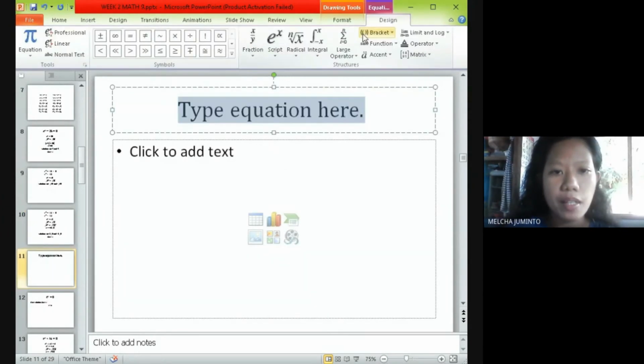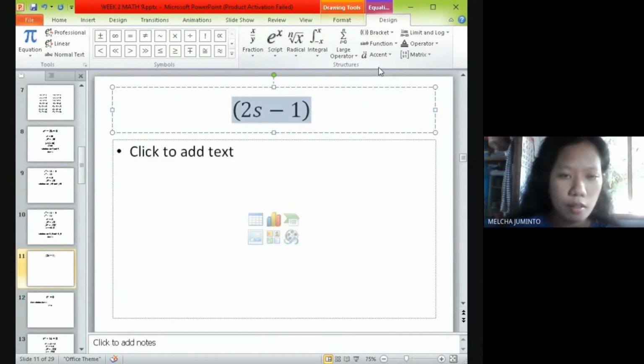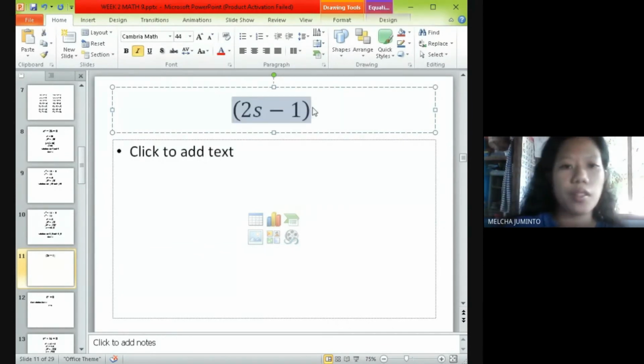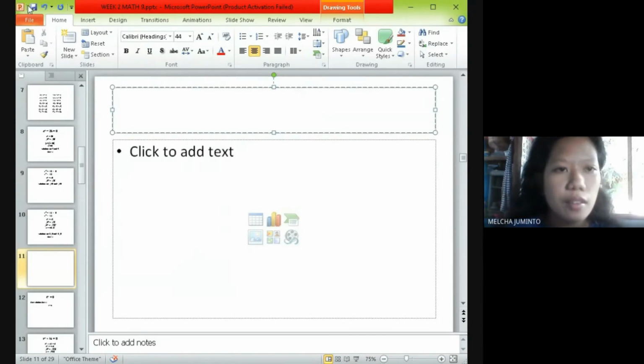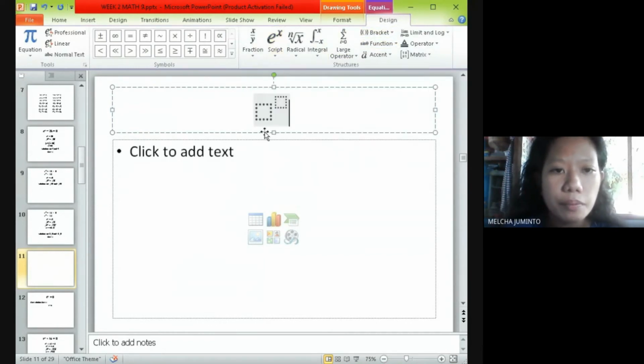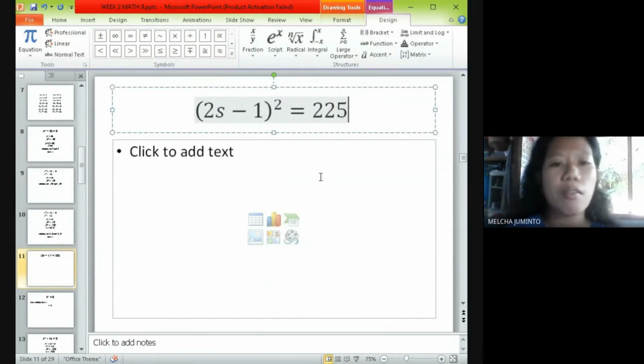The given problem is, use extracting the square roots in order to extract the quantity 2s minus 1 squared. Sorry, naka-squared pala. So we need to solve by extracting the square root. The problem is 2s minus 1 squared is equal to 225. So that is the given problem.